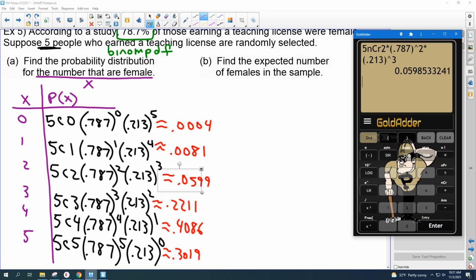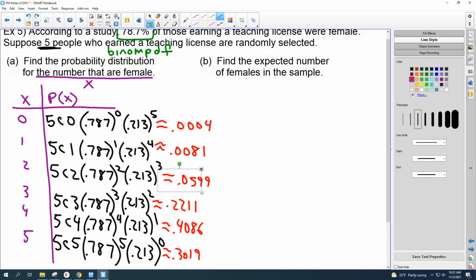All right. So anyway, did we answer the question yet? Find the probability distribution of the number of females. Okay, cool. Part B says find the expected number of females. All right, expected number. That's where we go x times p plus x times p plus x times p, and so on. That's going to be your expected value.